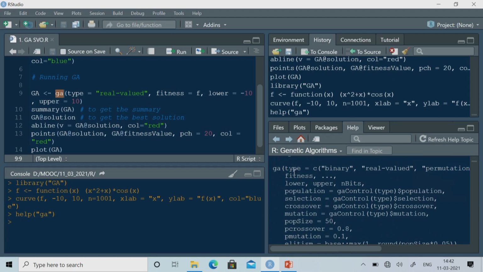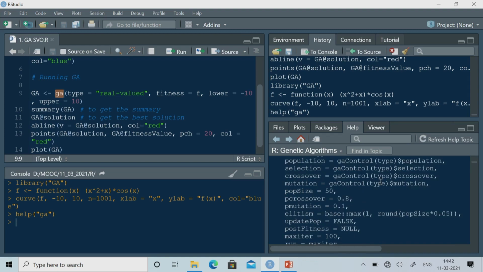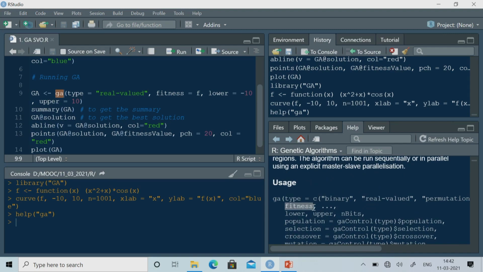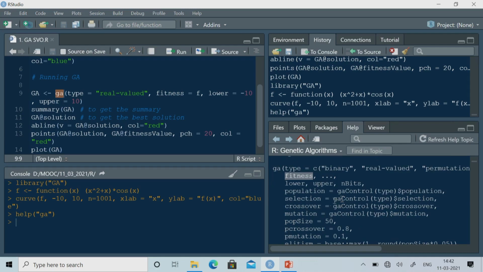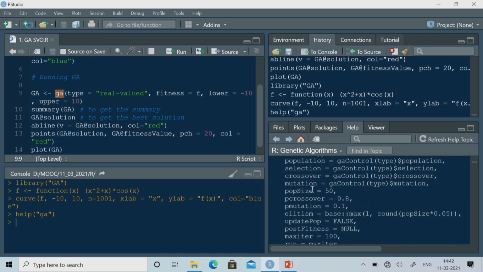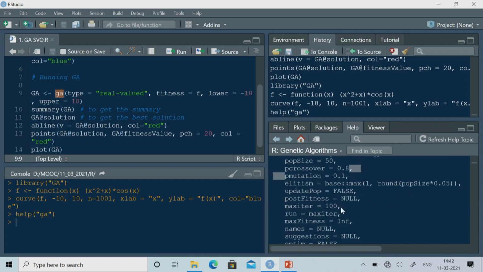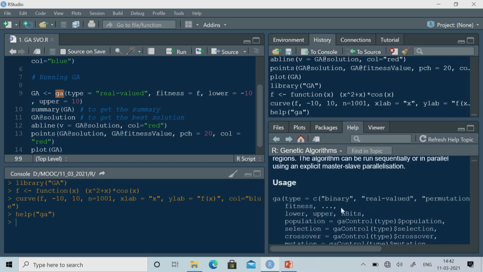So, you have to define some parameters here. You have to define whether you want to use binary coded or real coded, and similarly some control parameters. Then you have to define the fitness function. In this case the fitness function is my f. You can also define the other parameters: population size, crossover probability, mutation probability, and elitism. Anyway, if you are not defining them, then the default values will be taken.